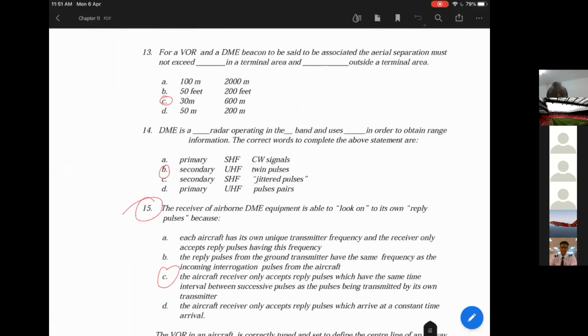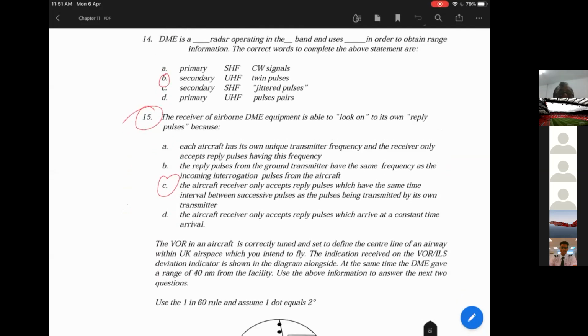For a VOR and a DME beacon to be said to be associated, the aerial separation must not exceed 30 meters in a terminal area and 600 meters outside the terminal area. Absolutely. Question number 14, please. DME is a secondary radar operating in the UHF band, and uses twin pulses in order to obtain range information. Bravo is the answer for this, sir.